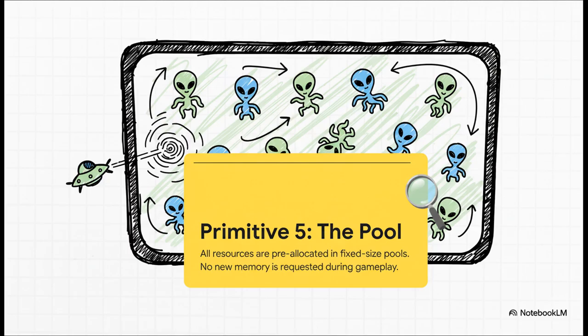And the idea here is it's brilliantly simple. Instead of creating a new alien every single time one pops up on screen and then deleting it when it gets shot, the game does something way smarter. It creates every single alien it will ever need right at the very beginning. It pre-allocates this fixed-sized collection, a pool, and then it just recycles them.